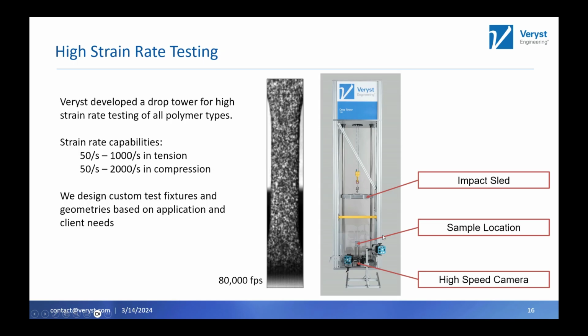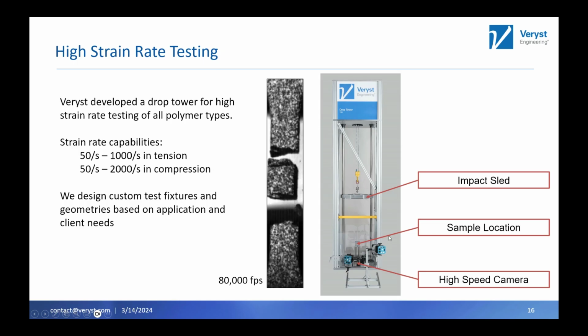We'll also do compression, shear, or even custom test fixtures just based on client needs. But importantly, we're going to use high-speed video to analyze these tests. That's especially important under impact and high strain rates, because it's much more difficult to instrument the sample using conventional extensometer sensors, for example. I'll just play that one more time. This is a video that's taken at 80,000 frames a second. So this probably lasts 1 millisecond, give or take, as you can see from this video.